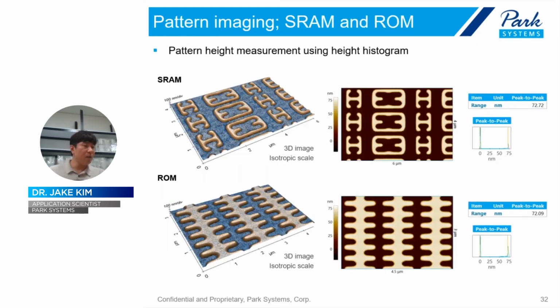And next is the pattern imaging of SLAM and LOM. Using these images, we can confirm the constant height of the pattern and also the constant pattern. And this one is a good one, but if it has some defect or some failure, we can also adopt AFM for failure analysis or defect detection.